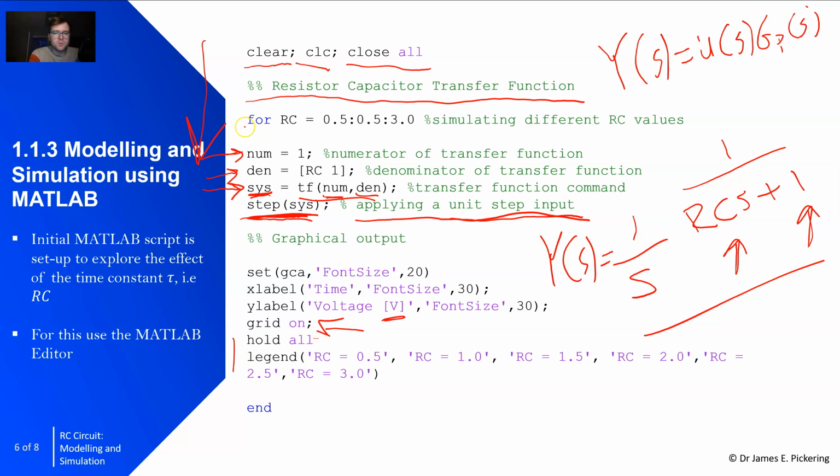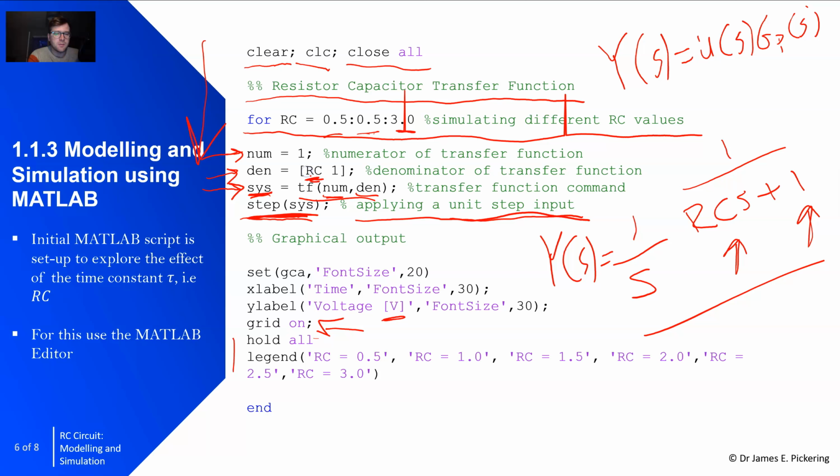What we're doing is effectively simulating different RC values, so resistor capacitor values. I'm not going to tell you how these resistor capacitor values were made up, because you can do the calculations in your own time. But what I've done is RC, so resistor capacitor, is equal to 0.5, all the way up to 3, in intervals of 0.5. So it's going to be 0.5, 1, 1.5, 2, 2.5, and 3. So I'm effectively running this transfer function with 6 different values of RC.